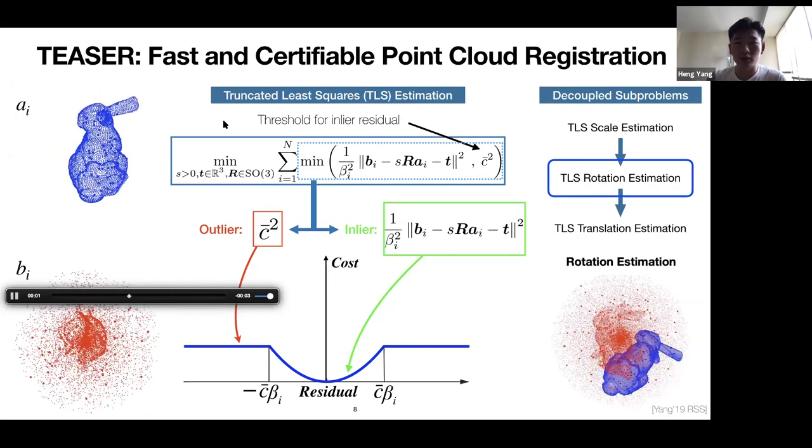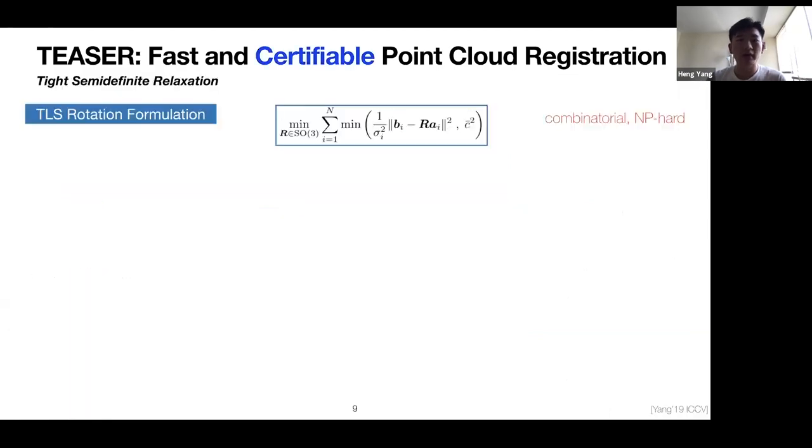So how do we solve the rotation part? That's the crux of TEASER, which is to design a tight semi-definite relaxation that can solve the rotation part to global optimality. In order to do this, this is the truncated least squares rotation estimation written in this equation. Since we have already eliminated scale and translation, this is only an optimization on the three rotations. Although it's only on rotation, it's still combinatorial and non-convex.